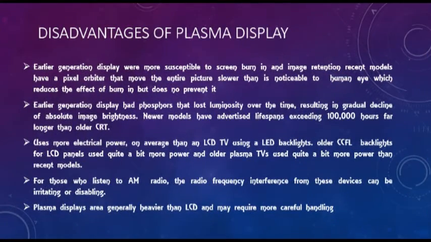The disadvantages of plasma display. Early generation displays were more susceptible to screen burn-in and image retention. Recent models have a pixel orbiter that moves the entire picture slower than is noticeable to human eyes, which reduces the effect of burn-in but does not prevent it. Early generation displays had phosphors that lost luminosity over time, resulting in a gradual decline of absolute image brightness. Newer models have longer lifespans, longer than older CRTs.